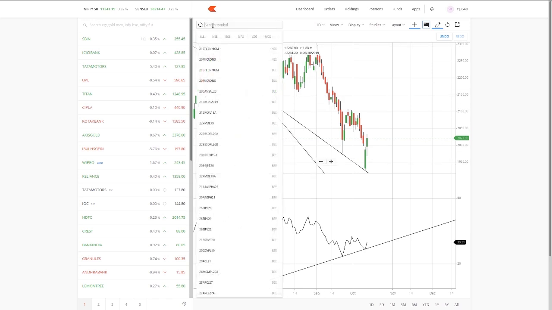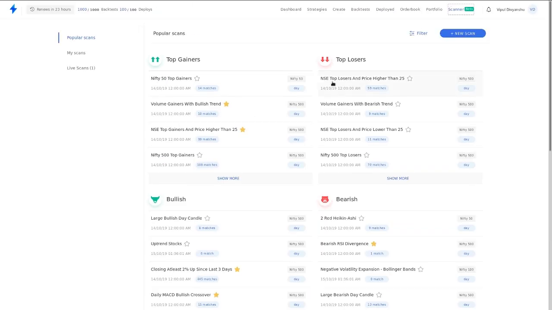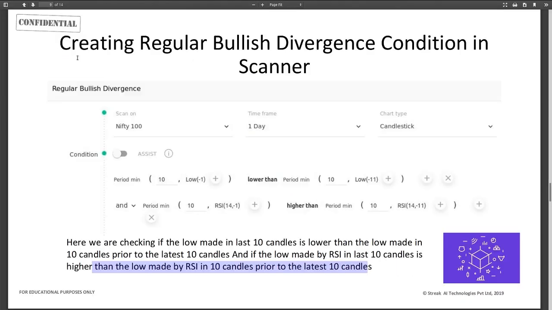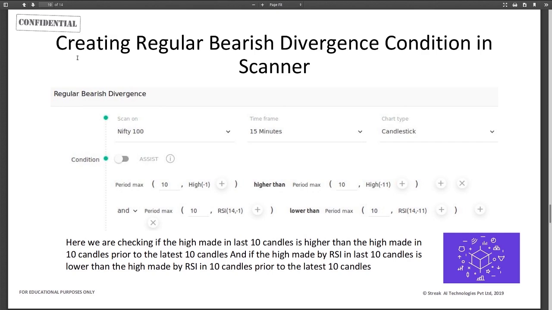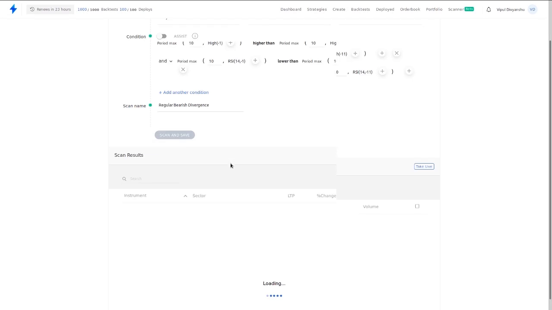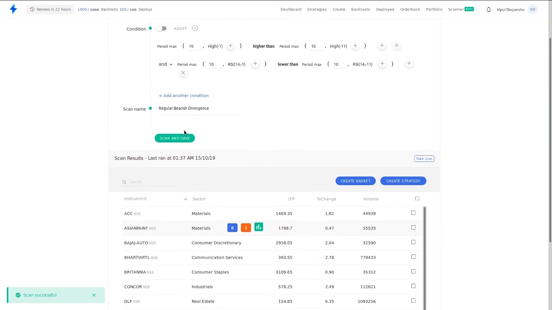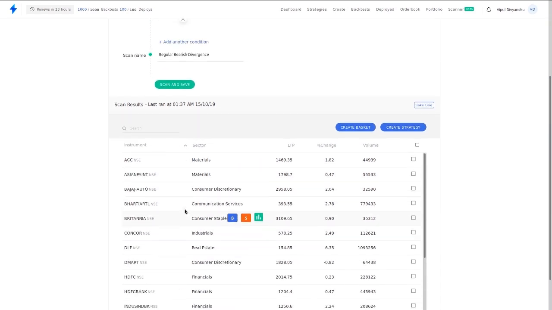So this is the first one which we have created. Let's quickly look at the other ones which we had covered. So how to create a bearish divergence? Here you are trying to identify the higher high being formed by the price, whereas the indicator is forming a lower high. I already have it created here for time saving purposes. Let me run the scan. We can quickly see that a bearish divergence is formed by a lot more stocks.